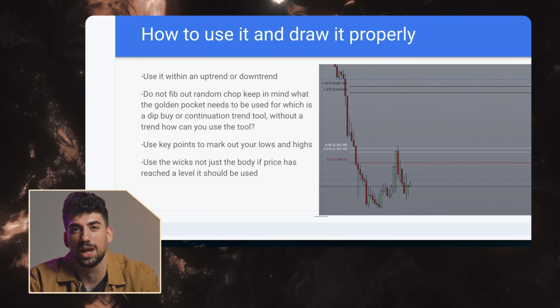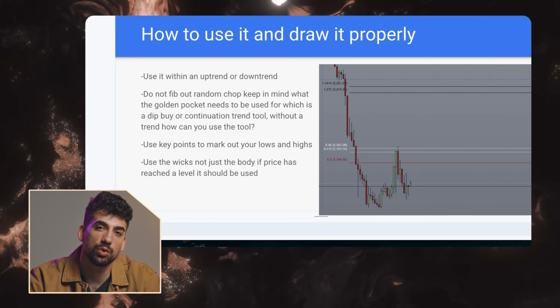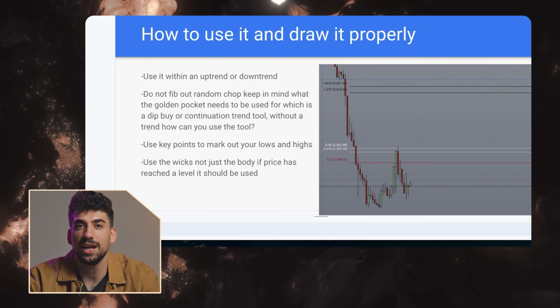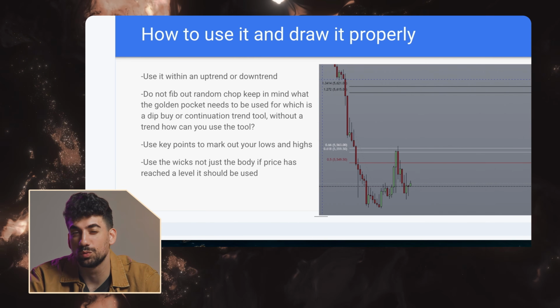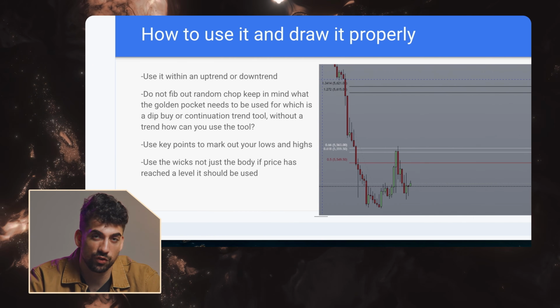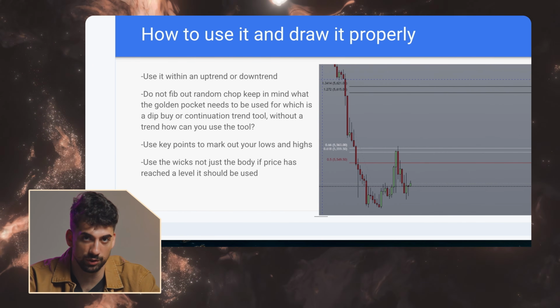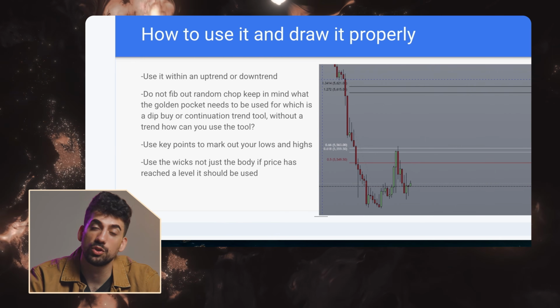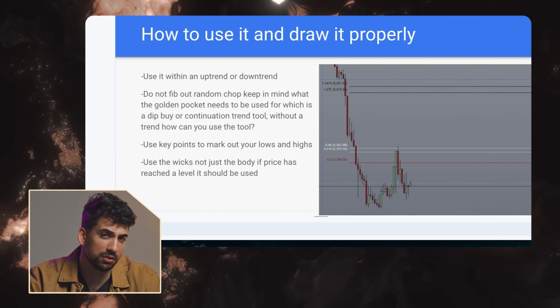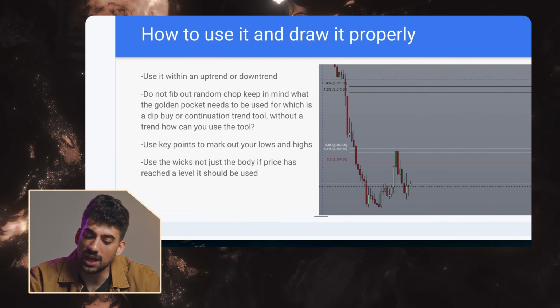How do we use it and apply it properly? To understand what the golden pocket tool is, if it is a trend continuation tool, it means we must look for a trend. If we're trading within chop, it is not useful. We must wait for a trend, which could be either bullish or bearish on any time frame, to then use it.